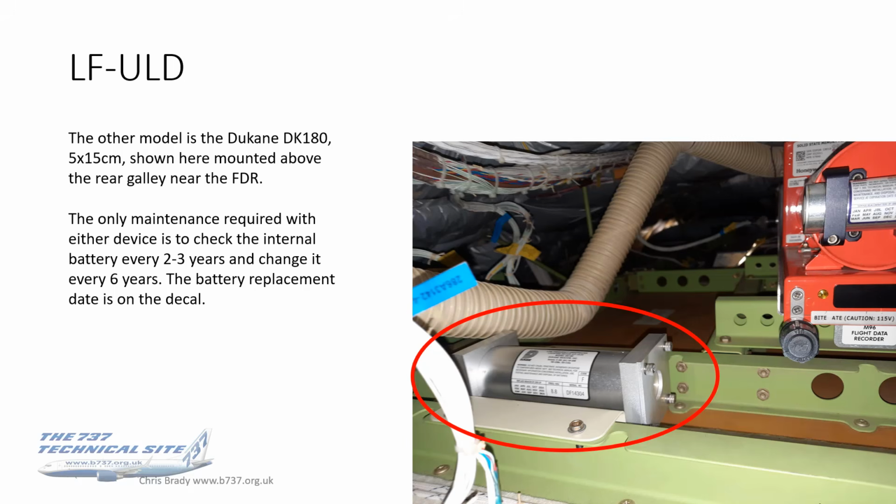Again, the only maintenance interval with these is very similar to the pingers on the CVR and FDR. You check the internal battery every couple of years, and you change it every 6 years. And on the decal on these is just the battery replacement date, just to make it easy to know when to replace it if your spare parts tracking system isn't good enough.